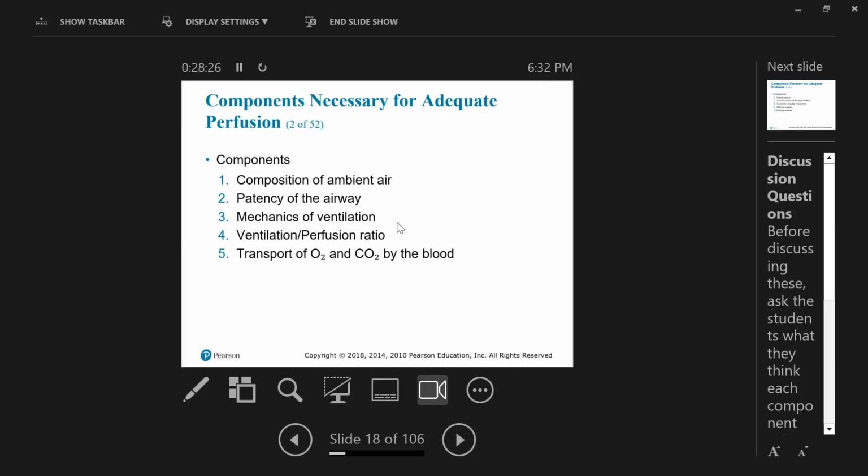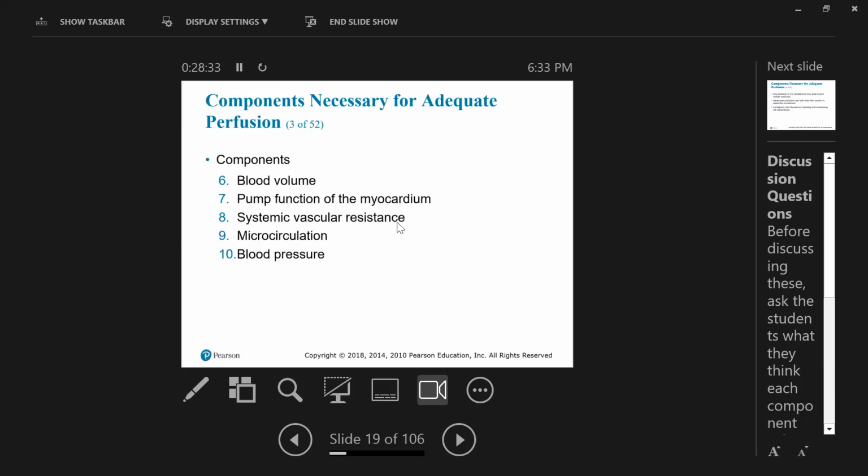And the transfer of O2 and CO2 in the blood and then to the target tissues, which is every single cell. Okay. You also have blood volume; you have to have enough blood in there. And a pump that is functioning, which is your heart.